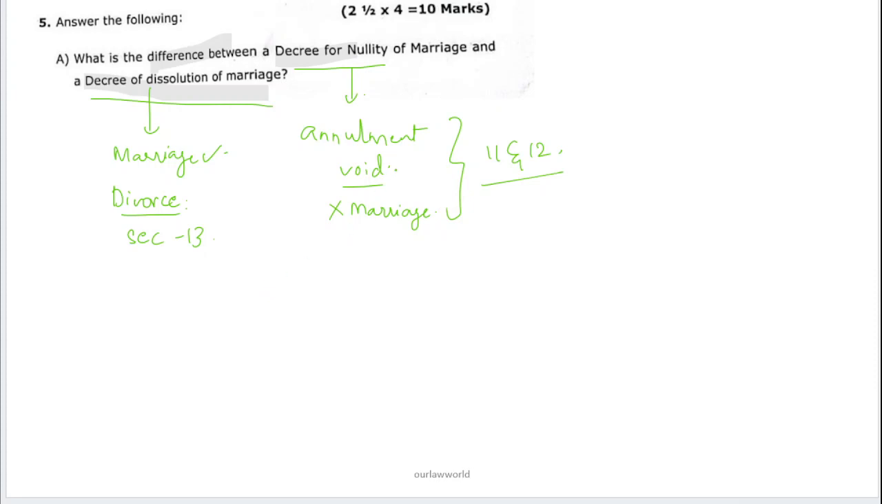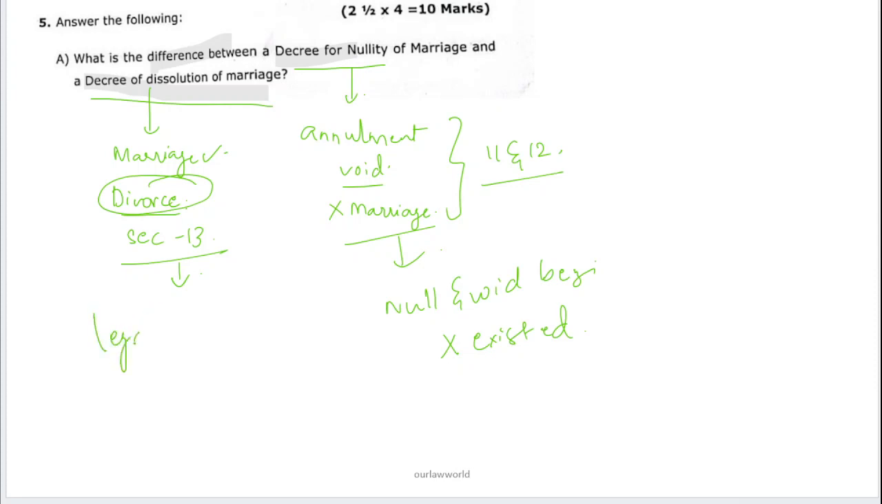A decree of nullity of marriage declares that a marriage is null and void from the beginning, as if the marriage has never existed. Whereas a decree of dissolution of marriage, which is nothing but divorce under section 13, is commonly referred to as divorce, and it is treated legally as a valid marriage.